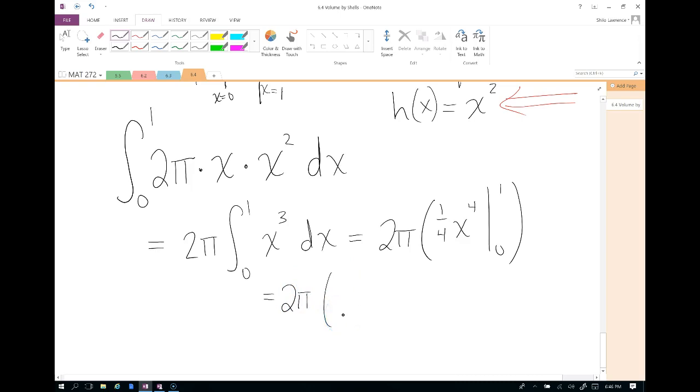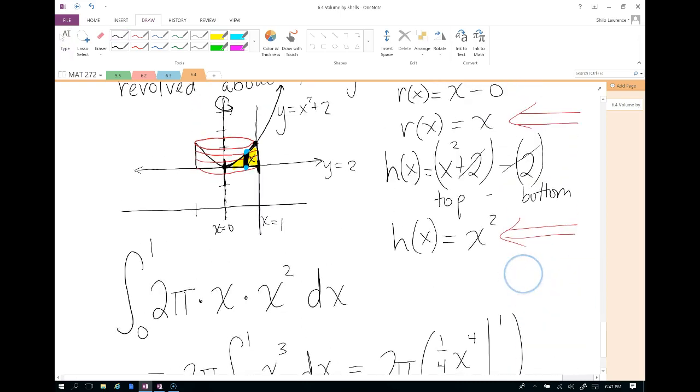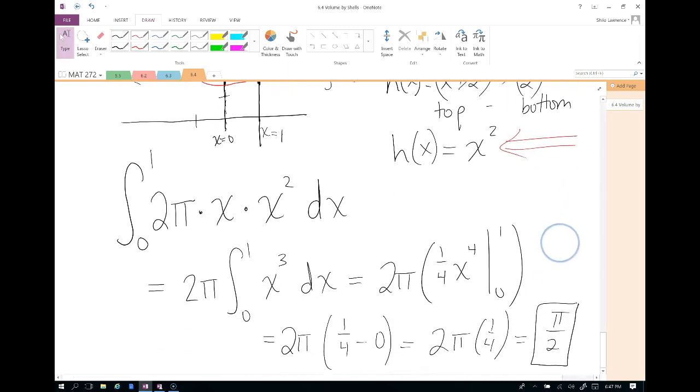So if we plug in 1, we just get 1/4. If we plug in 0, we get 0. So we need to do 2 pi times 1/4, which ends up being pi over 2. So our volume there about the y-axis is pi over 2.